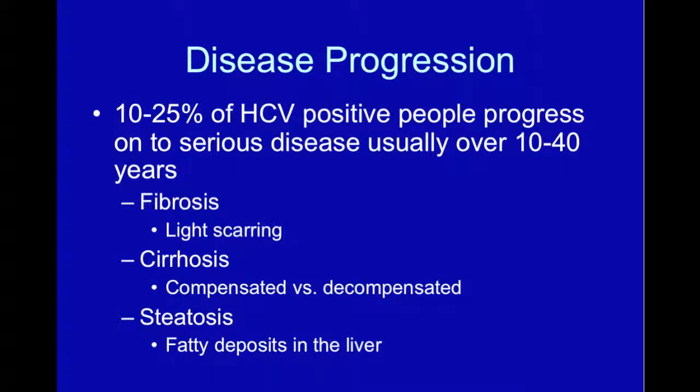Okay, about 10 to 25% of hepatitis C positive people progress onto serious disease, usually over about a 10 to 40 year period. You may start off with fibrosis, which is typically a light scarring, moving on to cirrhosis, which is basically compensated and decompensated. Compensated, your liver is still functioning properly. Decompensated is where it is no longer functioning properly.